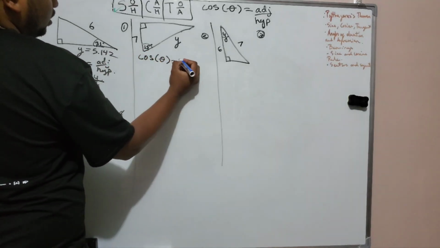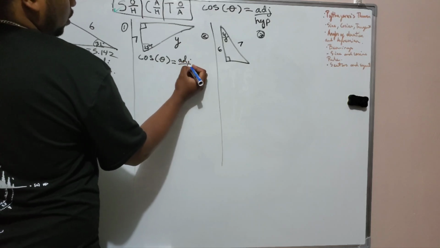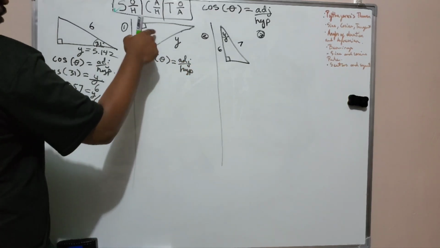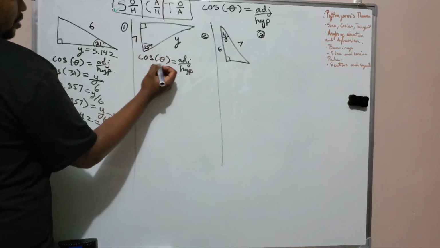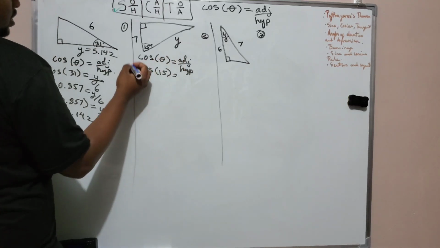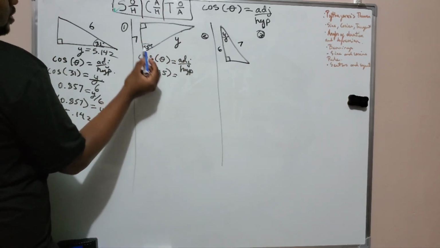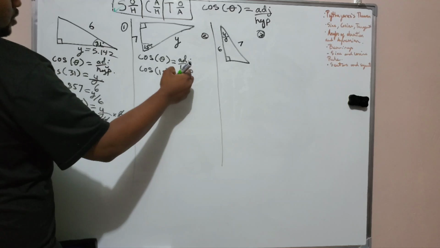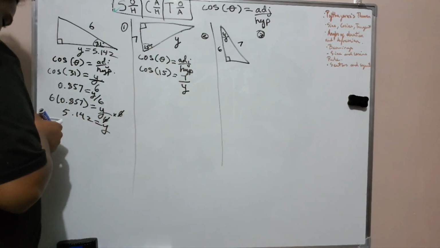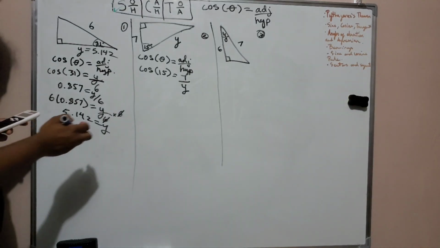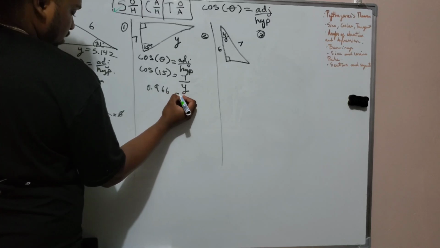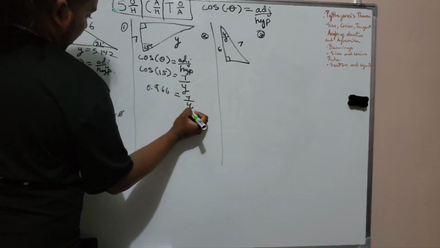Alright, now for the second example, we first write the formula again. Cos of the angle is equal to the adjacent over the hypotenuse. So we input what we have from the given values. So we have the angle, which is 15. What is the adjacent? The adjacent is 7. Hypotenuse is y. So cos of 15 is 0.966, which is equal to 7 over y.